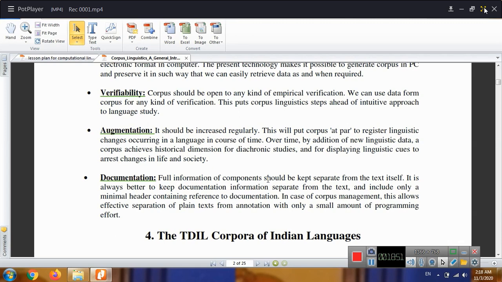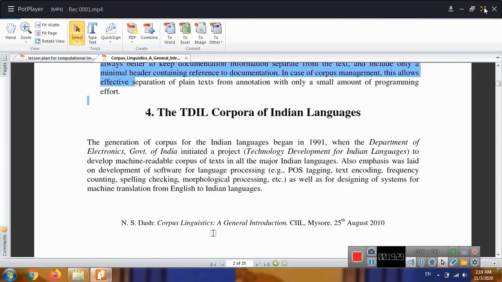Another feature is documentation. Full information of a component should be kept separate from the text itself. It's always better to keep documentation information separate from the text and include only minimal header containing a reference to documentation. In case of corpus management, this allows effective separation of plain text from annotation with only a small amount of programming effort.